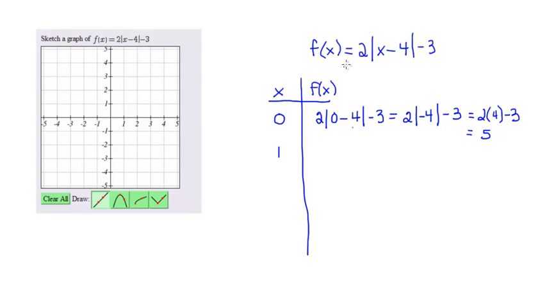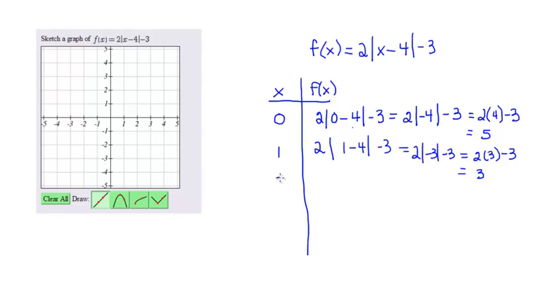Let's take another value in our domain, 1. 2 times the absolute value of 1 minus 4, minus 3 equals, and we'll go through the steps again, 2 times the absolute value of 1 minus 4, which is negative 3, minus 3. Recall again that the absolute value of a number is simply its positive value, so 2 times the absolute value of negative 3 is simply 2 times positive 3 minus 3, and that gives us 6 minus 3, which is just 3. So 1 maps to 3 for our function.